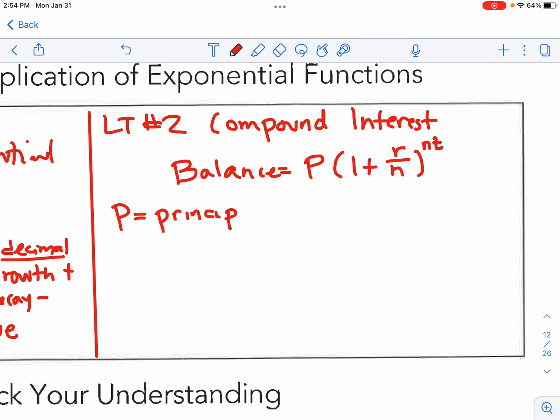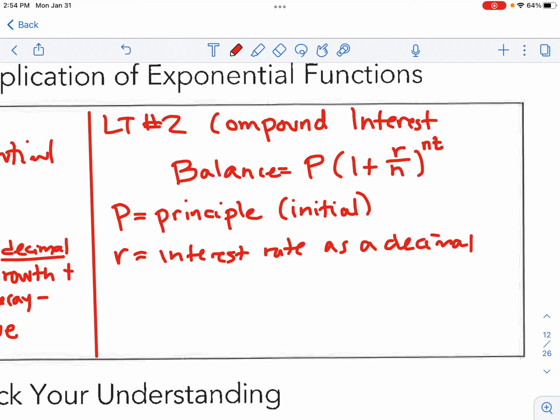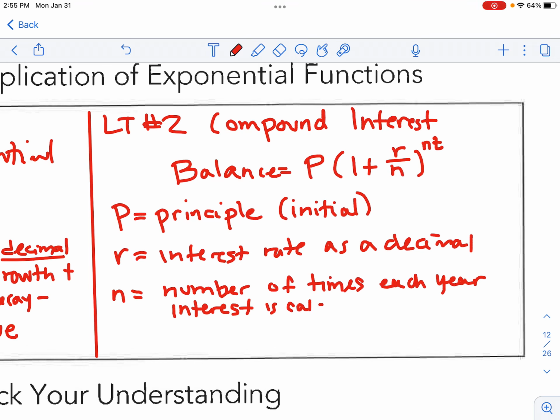And then where P is the principal, the principal or the initial, that's our initial amount, initial investment. And the r is the interest rate as a decimal. And then the n is the number of times each year interest is calculated, and we call that compounded. And then t is the number of years we let this be invested.